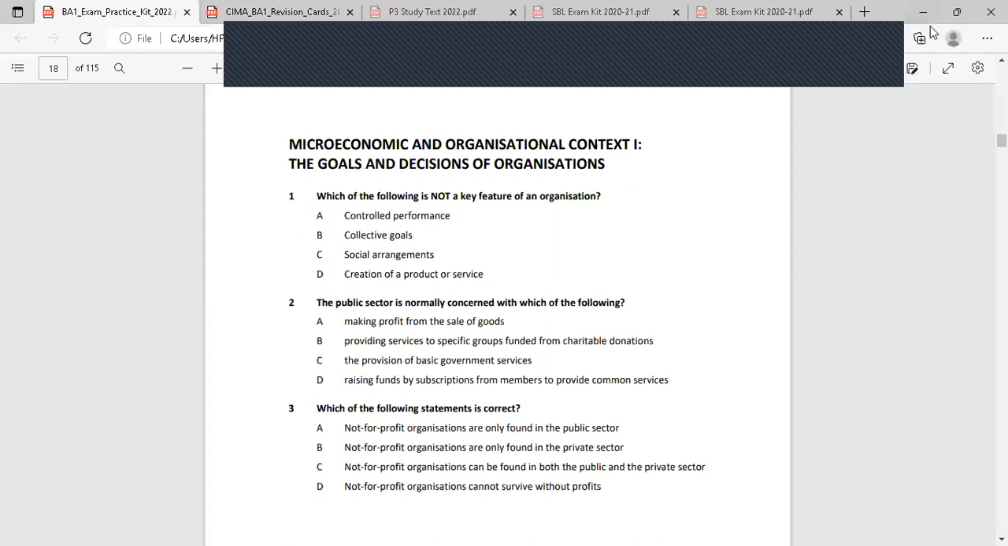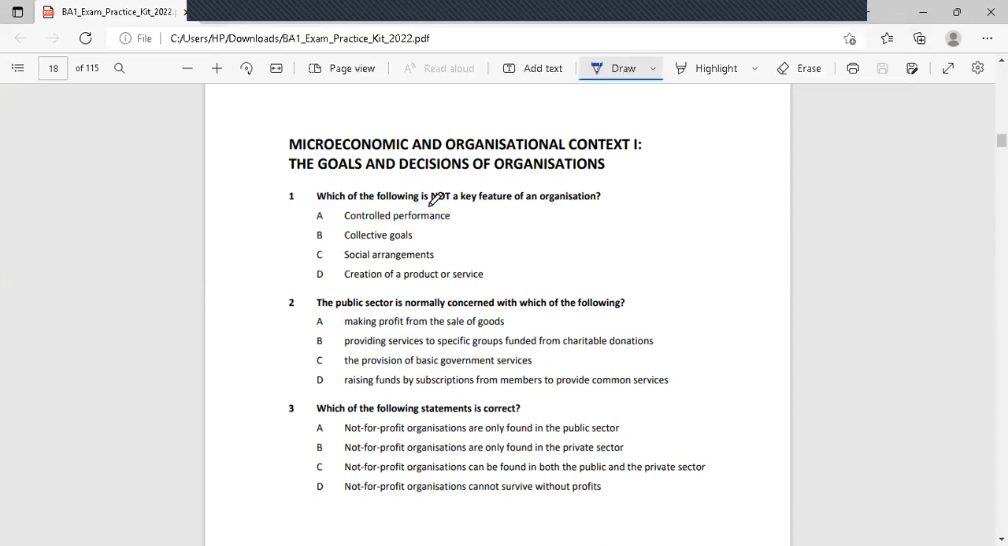Very quickly, let's take it up and then answer this. Which of the following is not a key feature of an organization? There are 3 points about organization. We see it is a social arrangement with controlled performance to achieve collective goals. So which one is not a key feature of an organization? This is not a feature of organization.